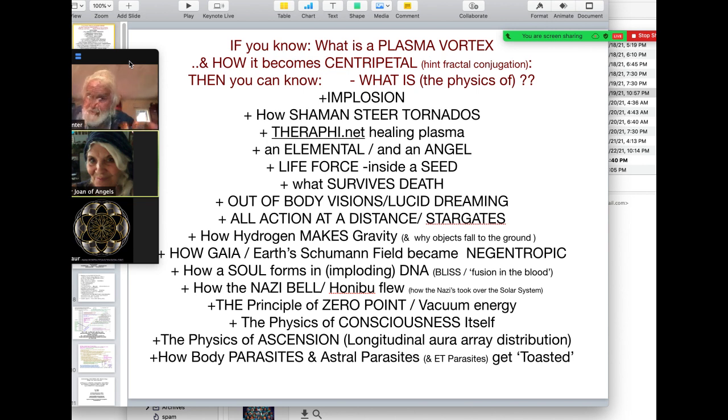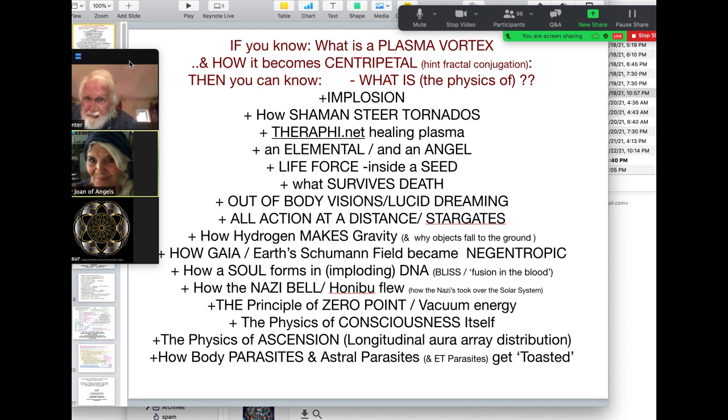Okay, so now you know what implosion is. Here's the 16 questions we answered now that you know what implosion, what centripetal force in a plasma vortex is.